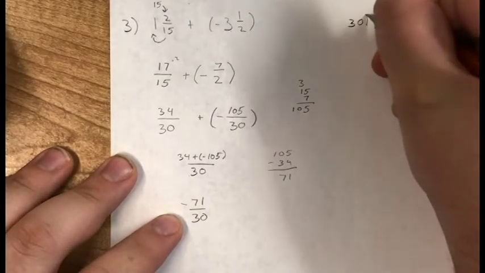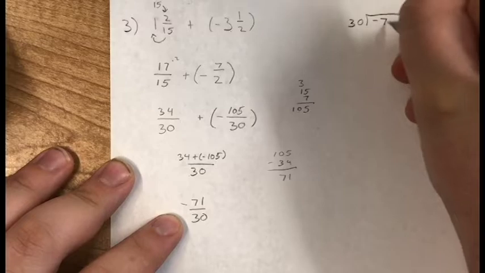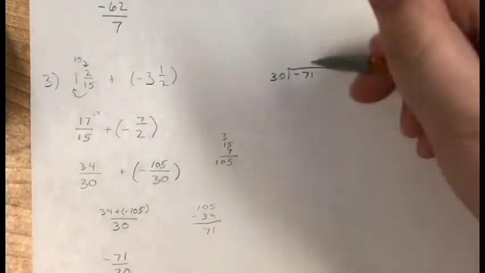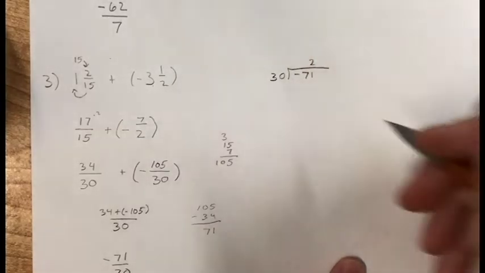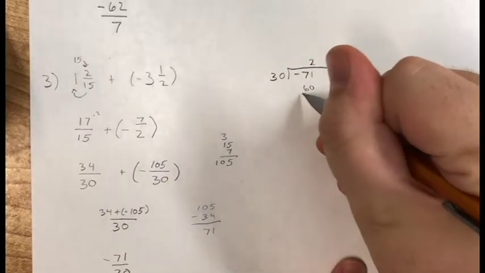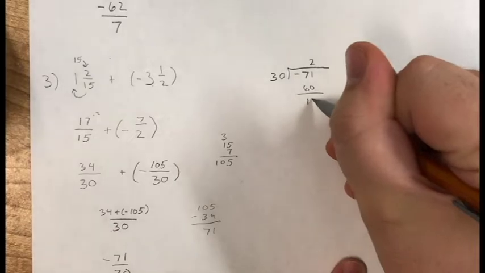30 will be divided into negative 71. Can 30 go into 71? Yes, it can. It can go in there 2 times. All right. So I'm going to take that to see 60. That's going to leave me an 11.